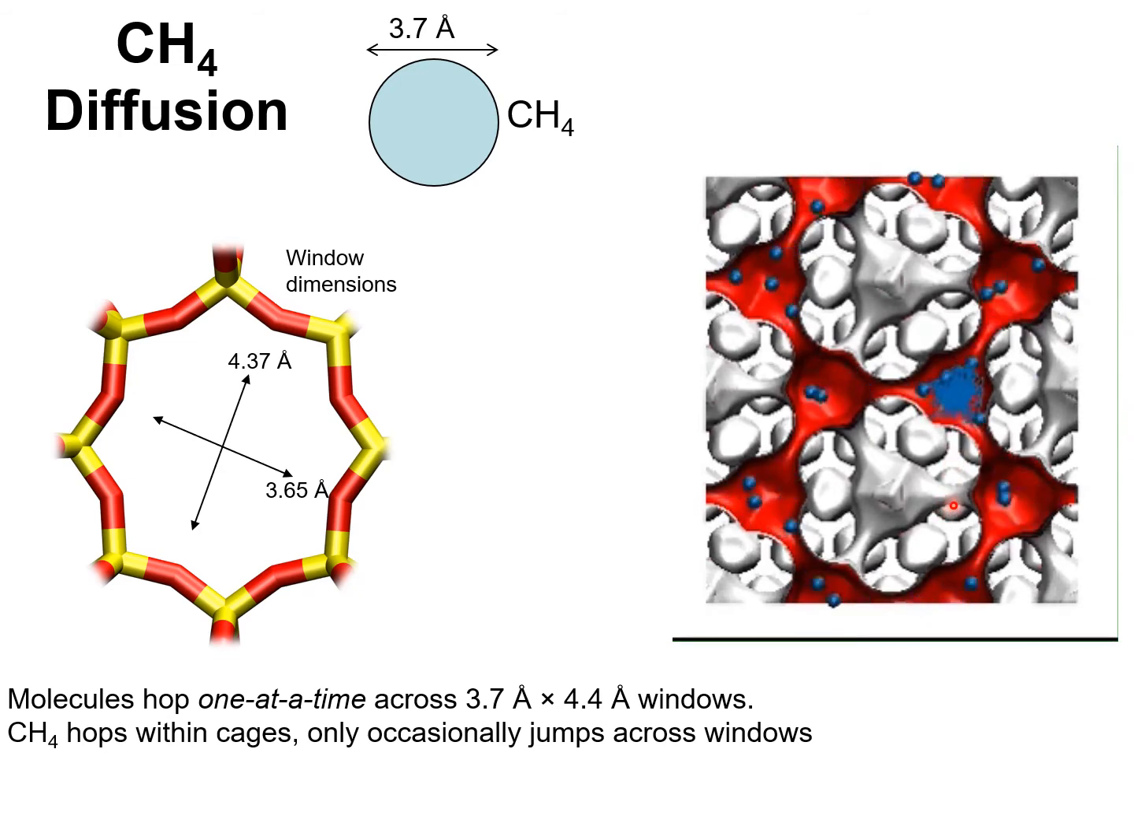the cages. Only very infrequently, once in a blue moon, is a methane molecule able to undergo a cage-to-cage hop. And the diffusivity of methane is significantly lower, by about two orders of magnitude, than the diffusivity of CO2.